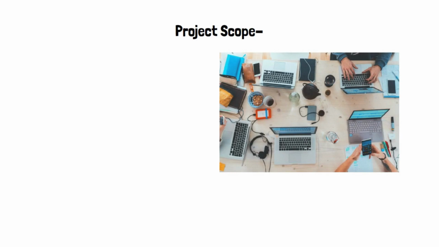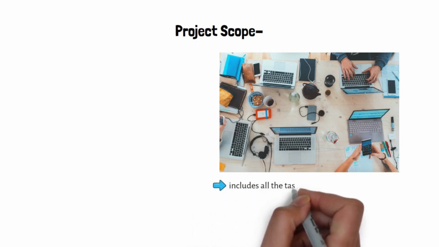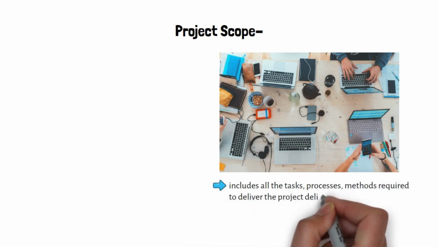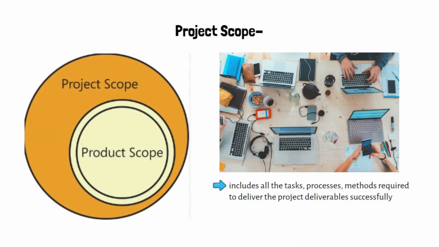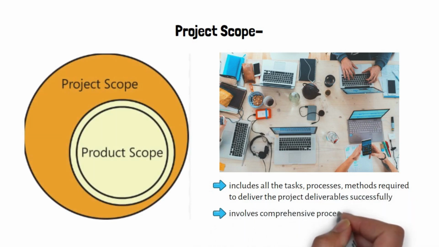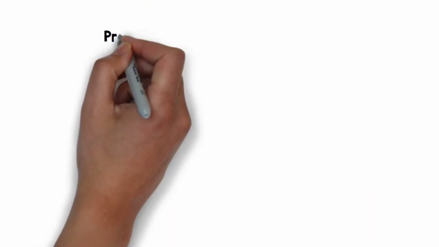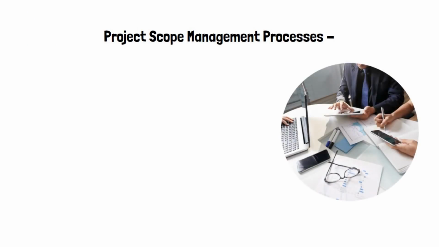Project scope is an extensive concept that can be defined as the work performed to deliver a product, service, or result with the specified features and functions. It includes all the tasks, processes, and methods required to deliver the project deliverables successfully. The project scope involves comprehensive processes which can also include the product scope.